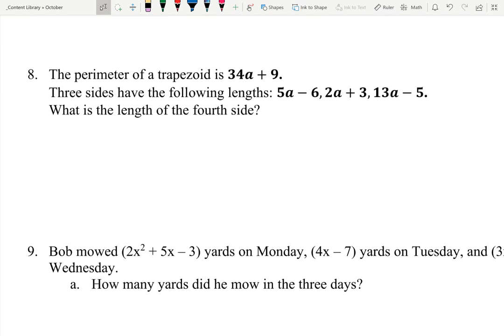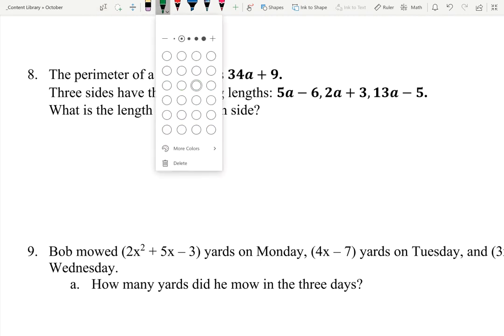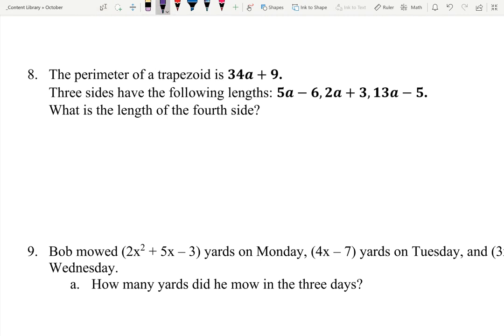All right, so the perimeter of a trapezoid. This is a very similar problem to the last one, except we don't have a picture, but we can always make a picture. The perimeter of a trapezoid is 34a plus 9. Three sides have the following lengths: 5a minus 6, 2a plus 3, and 13a minus 5. What is the length of the fourth side?